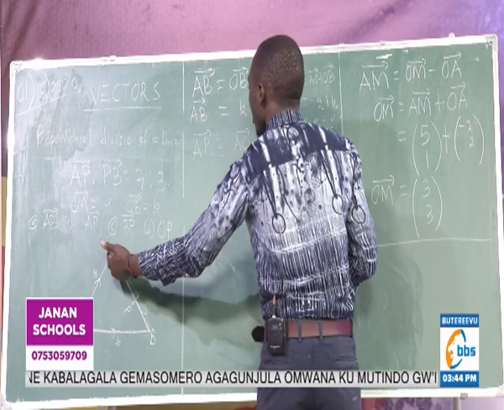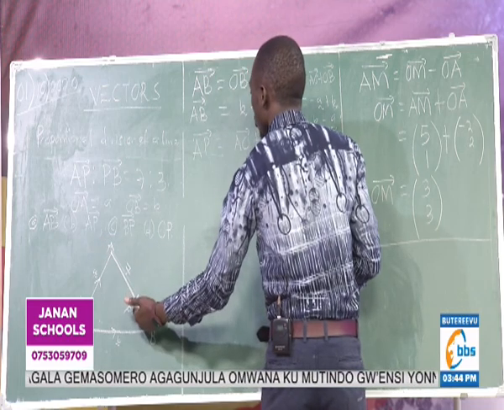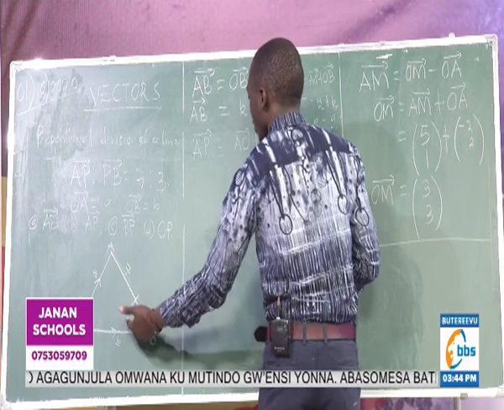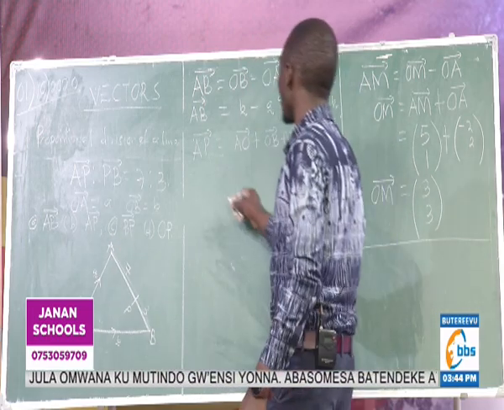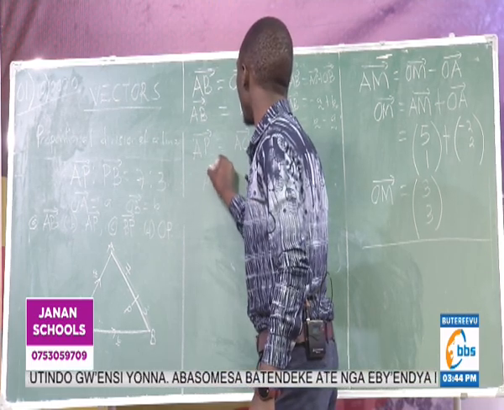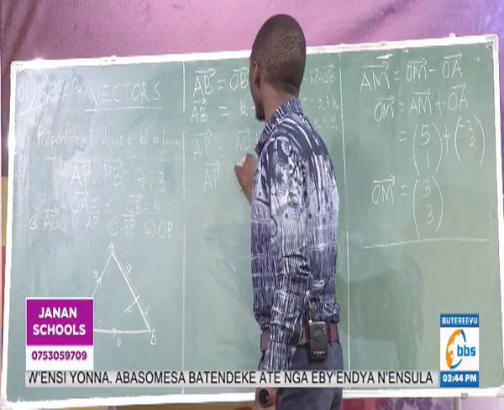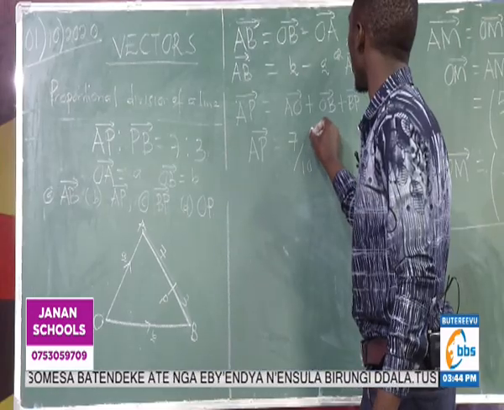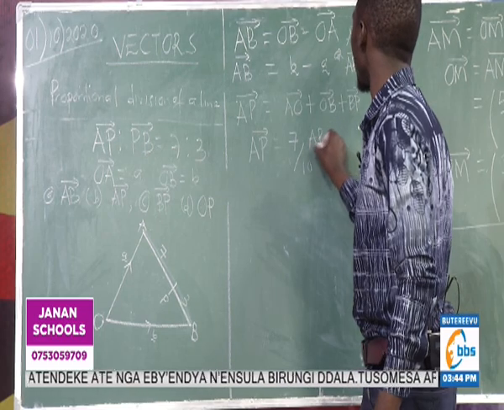And if you look at this line, it means that AP is going to be 7 out of 10. The ratio is going to be 10. 7 out of 10 of AB. So I can still say that my AP is going to be equal to 7 out of 10 of AB, or times AB.